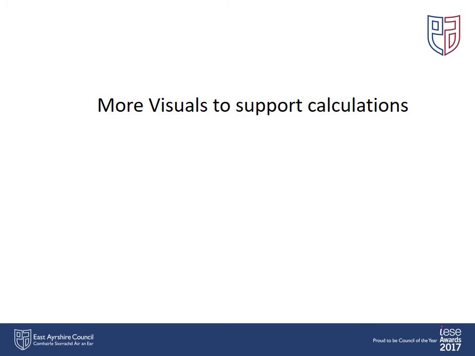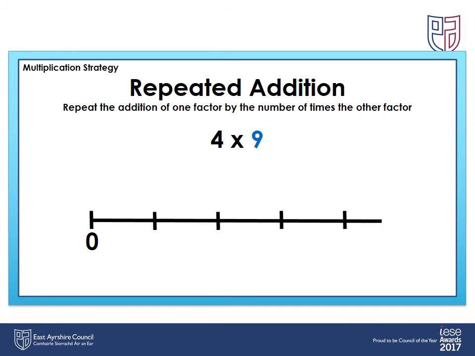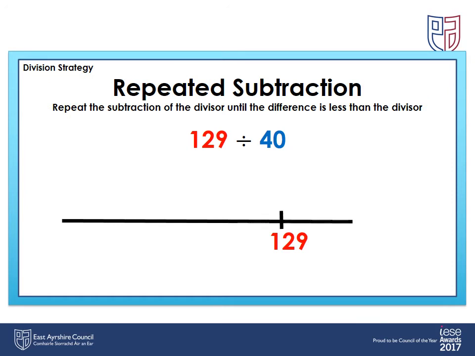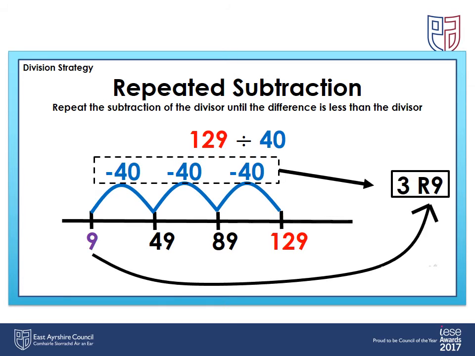There are more visuals that help support these types of calculations. Empty number lines can help to develop the concept of multiplication as being a repeated addition. The number line helps with the stations of the tables. The number line also helps with the concept of division being a repeated subtraction. In this example, we can subtract 40 3 times, and we have a remainder of 9. So the answer is 3 remainder 9.